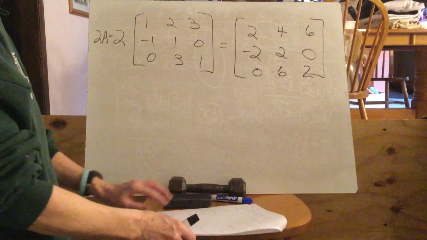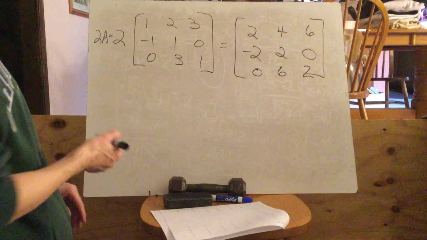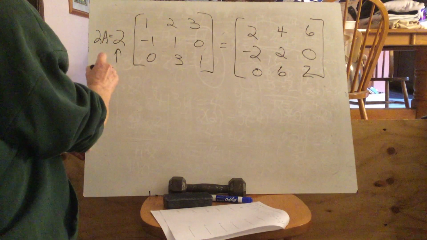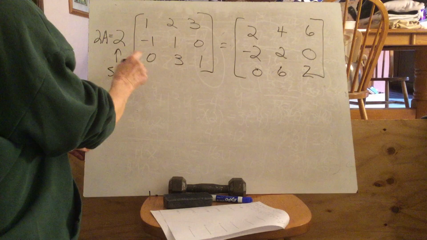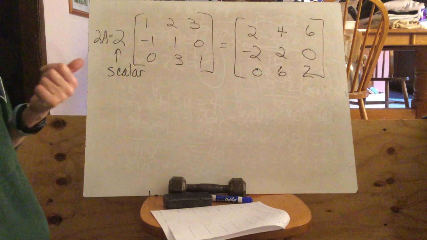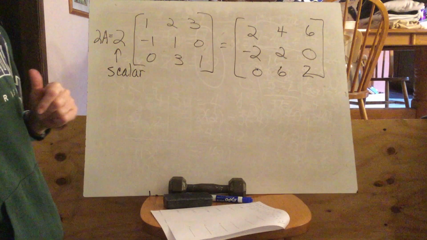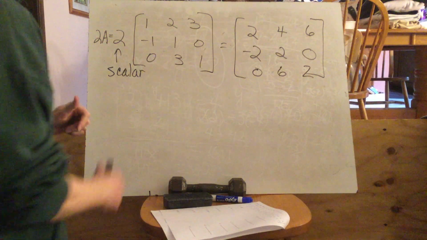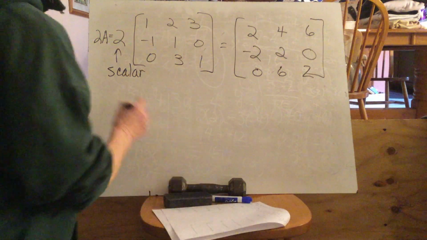Very, very simple. Now, there is some required vocabulary. What do we call this too? We call it a scalar. So remember that. A scalar is the matrix word for that coefficient right there. All right. Now we're going to do B minus C.